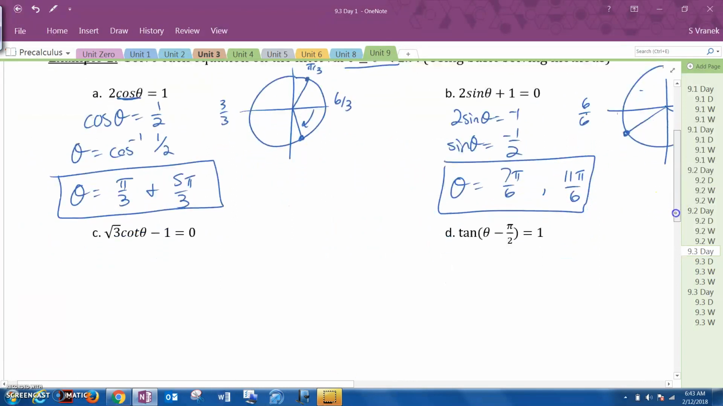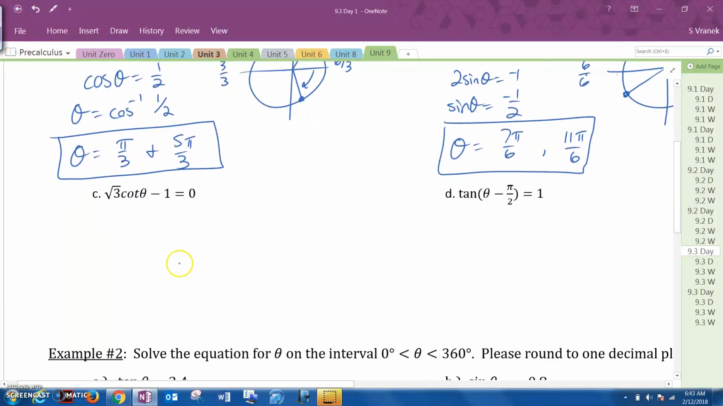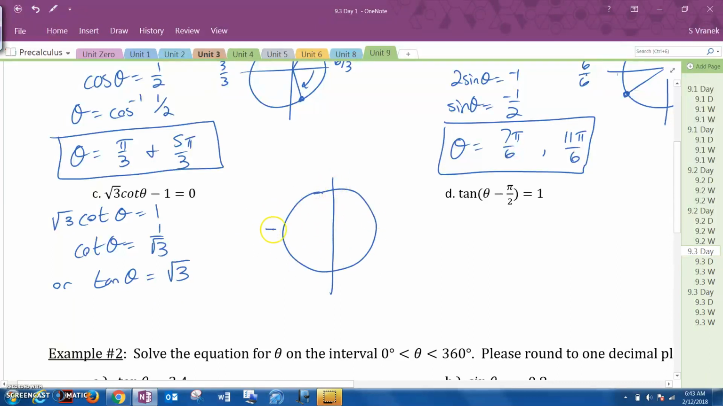Cotangent's a little trickier, but that's just because you need to know your cotangent. If I solve this, I get √3 cotangent of theta equals 1. So I want to know where cotangent of theta equals 1 over √3. Now, if you're not good about cotangent, you can say, or I want to know where tangent of theta equals √3. Either way you want to look at that, it's the same thing. So tangent is √3, either 30 or 60, and actually it's the bigger one, when it's at 60.